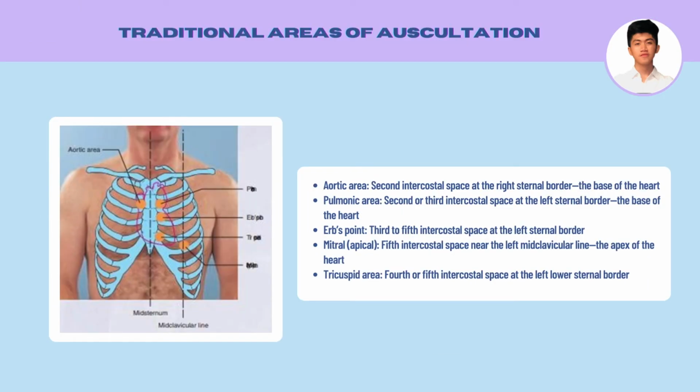So, traditional areas of auscultation. Firstly, the aortic area, which is the second intercostal space at the right sternal border, or the base of the heart. And then the pulmonic area, second or third intercostal space at the left sternal border, the base of the heart. Erb's point, third to fifth intercostal space at the left sternal border. Mitral, fifth intercostal space near the left mid-clavicular line, the apex of the heart, and then the tricuspid area, fourth or fifth intercostal space at the left lower sternal border.